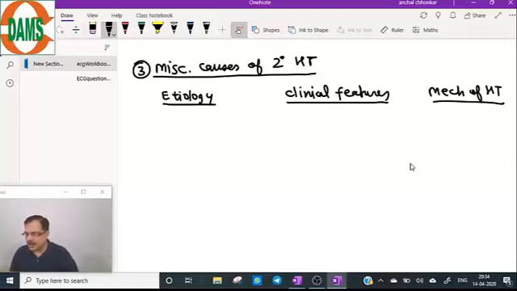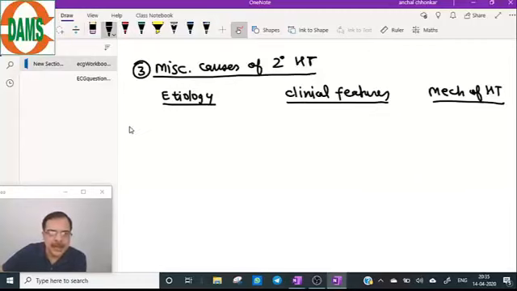So the treatment of choice for the endocrine causes: hypothyroidism is treated with thyroid supplements, hyperthyroidism with anti-thyroid drugs or surgery, Conn syndrome we give spironolactone, and pheochromocytoma alpha blockers. These are the respective treatments of these endocrine causes.